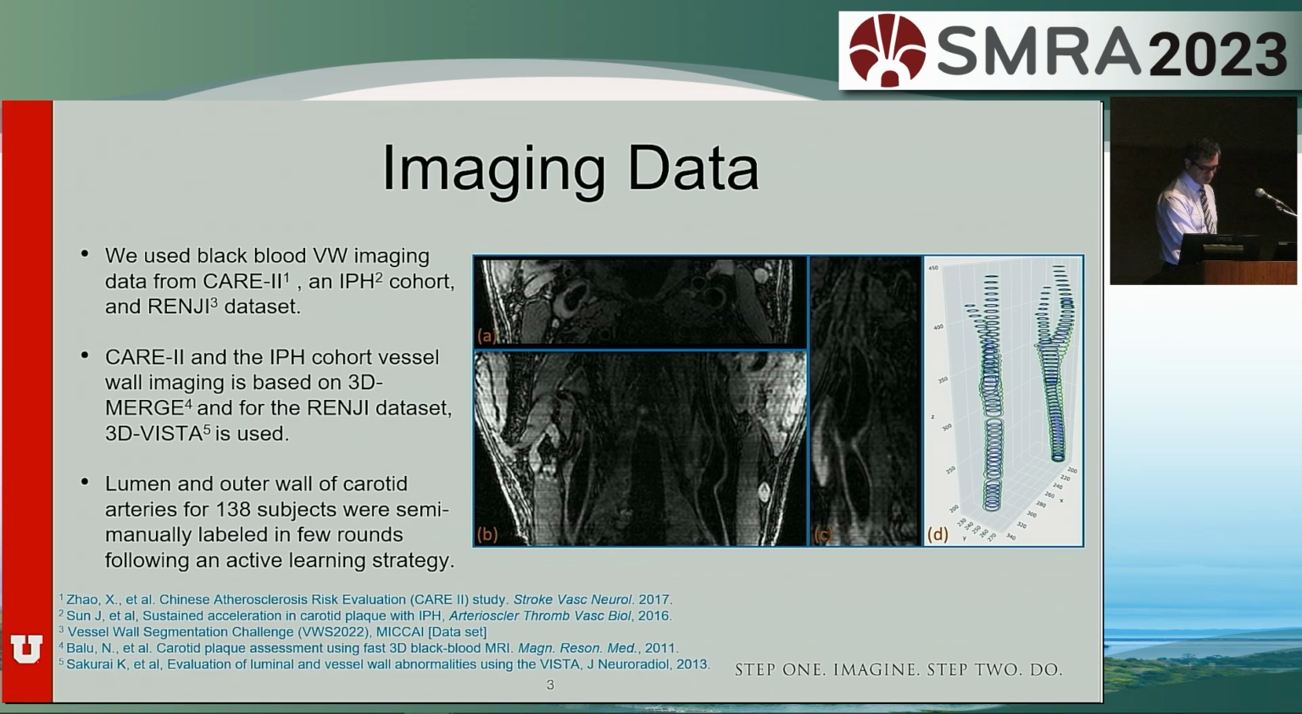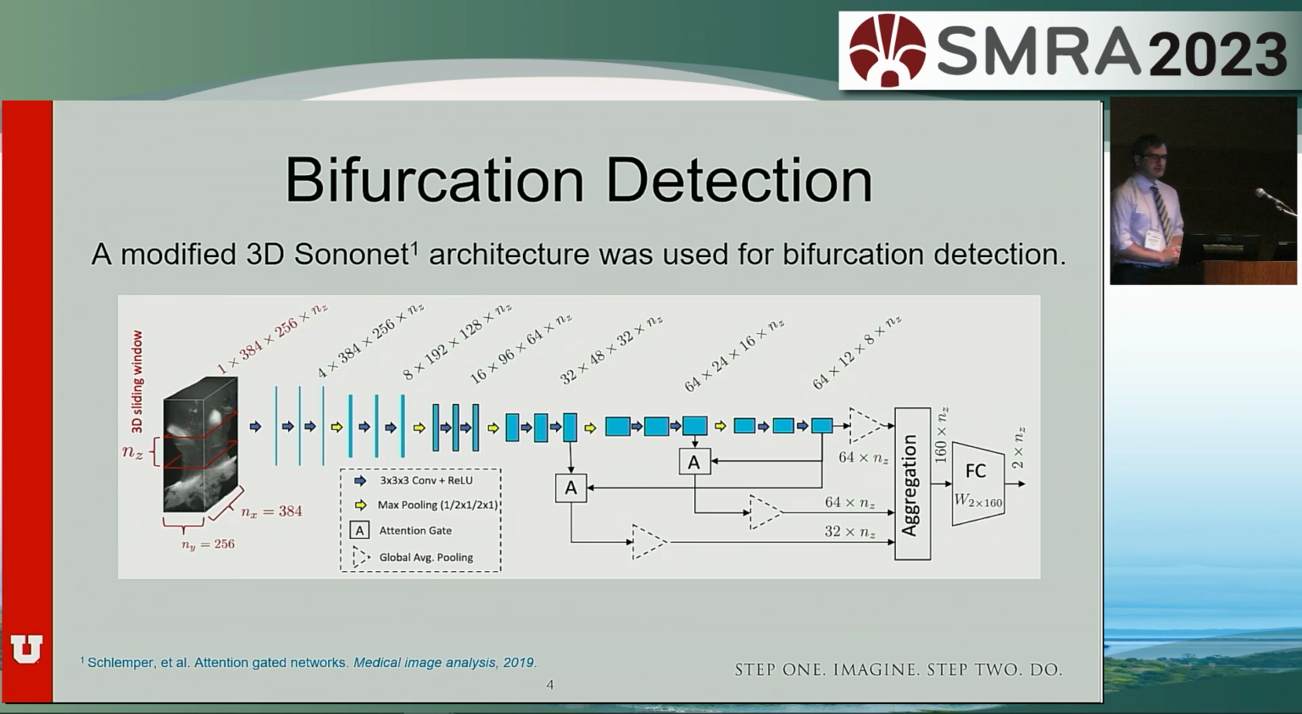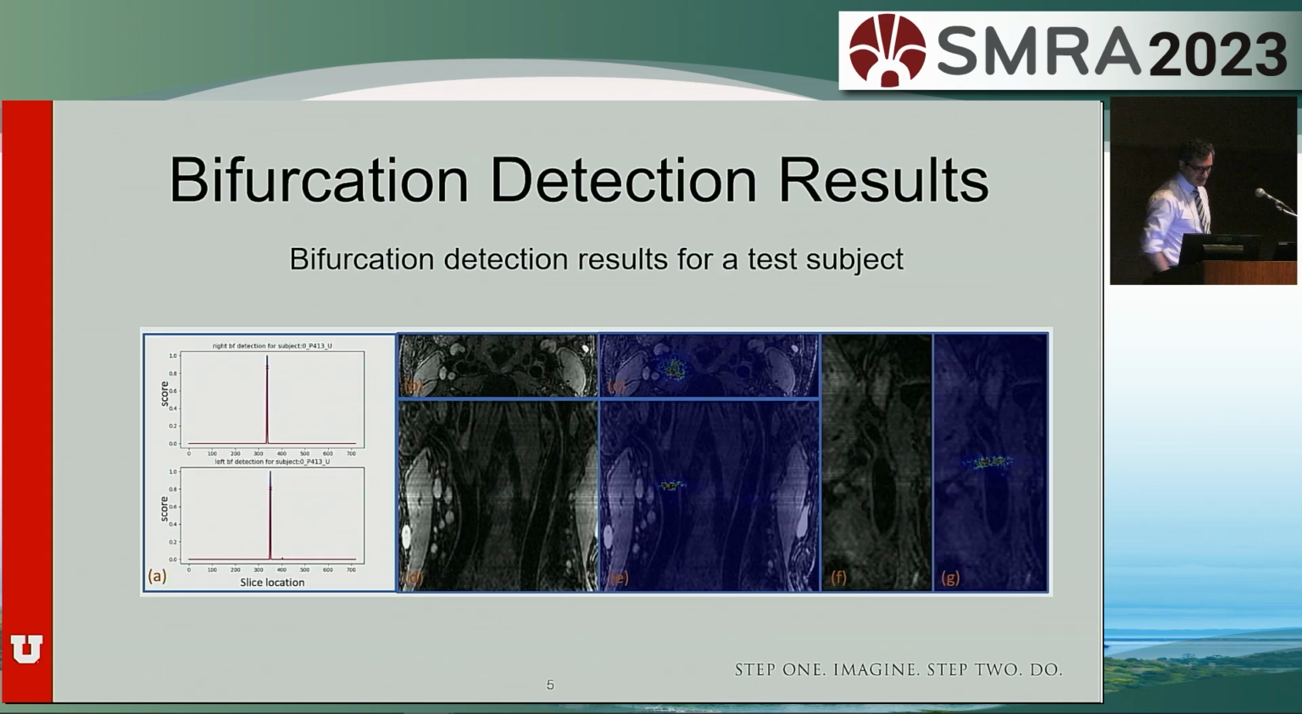So the very first step in this framework is the bifurcation detection. We use a modified 3D SonoNet architecture for the bifurcation detection. And this network is fully convolutional in the superior-inferior direction and generates two scores corresponding to the absence or presence of left and right bifurcation in the axial slices.